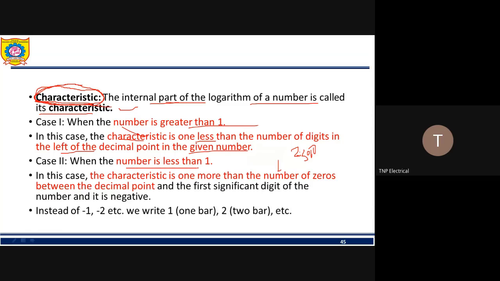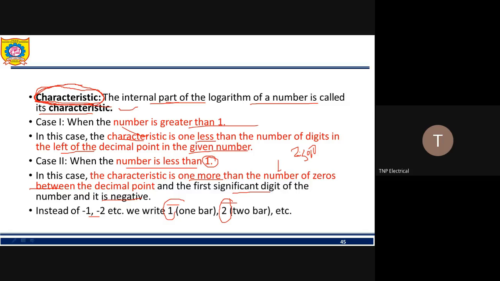And when the number is less than 1, the characteristic is one more than the number of zeros between the decimal point and the first significant digit of the number, and it should be negative. So instead of -1, -2, etc., we write 1 bar or 2 bar, like this. So this is the meaning of these two cases that we should understand.